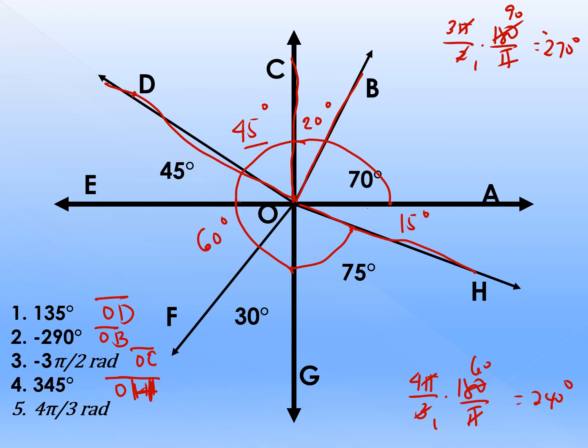So I'm going to erase first this one. So let's have the rotation for 240 degrees. The rotation will be counterclockwise. So this one, 90 plus 90, that's 180, plus 60, which is equal to 240 degrees. And the terminal side is this one, and that is segment OF. So for 240 degrees, the terminal side is segment OF.